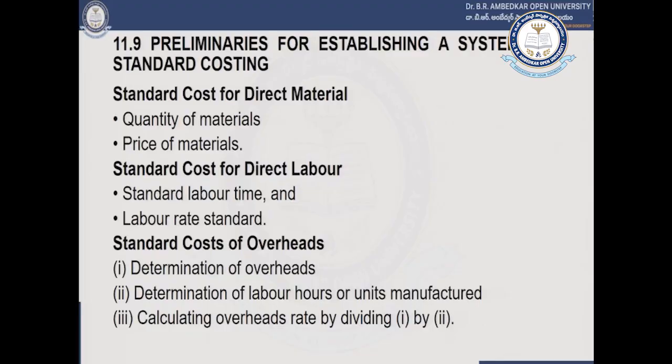Before going to that, as I already mentioned, broadly the expenditures can be classified into 3 categories: standard cost for direct material, standard cost for direct labor, and standard cost for overheads. How to measure the cost? The measurement of cost for direct material is simply determining the quantity of raw material that we are going to use for the manufacturing of that product, and also the price per unit of the material. If we multiply the quantity with the price, we will get the standard cost of direct material.